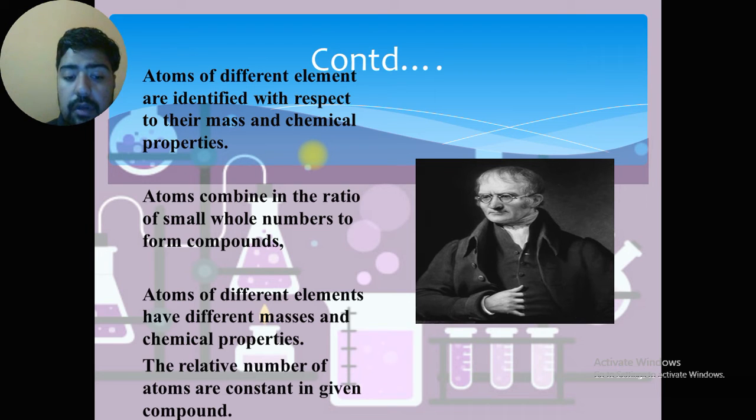So the relative number of atoms are constant in a given compound. As he said in the previous postulate as well, atom would not be created and would not be destroyed. It means their number would be constant, although their nature, chemical properties, and mass would differ from compound to compound. Their number would be constant in a compound. It means it won't be changed. They won't be created or destroyed, although their chemical properties and mass would be different.